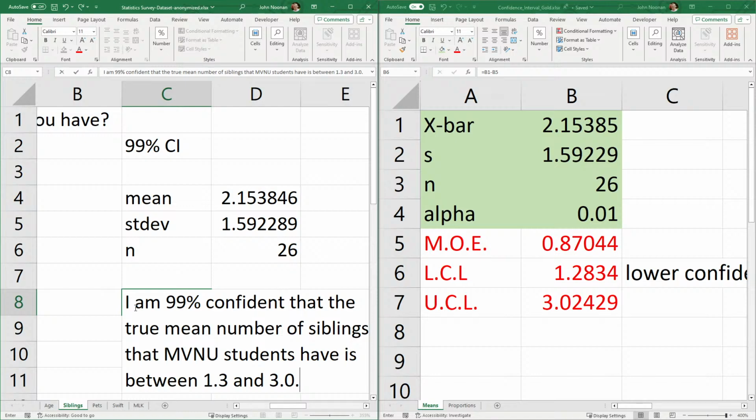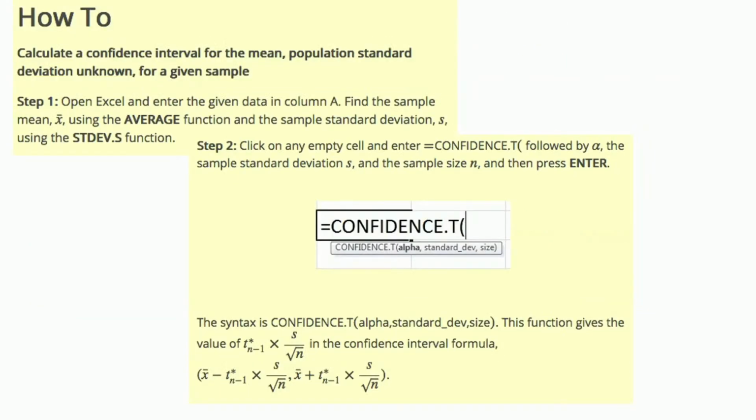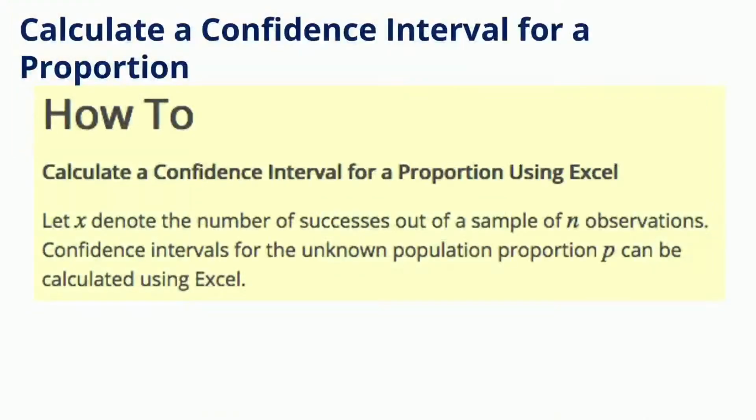So how to do a proportion. Here again, I've copied and pasted the stuff from Newton because I like the way they do it, and I'm happy to just use their suggestions. This is a little bit more involved, but mainly because there isn't this beautiful built-in function. Back here, you had this confidence.t. You don't have that with the proportion. So this is going to take a little bit more effort, but not too much more.